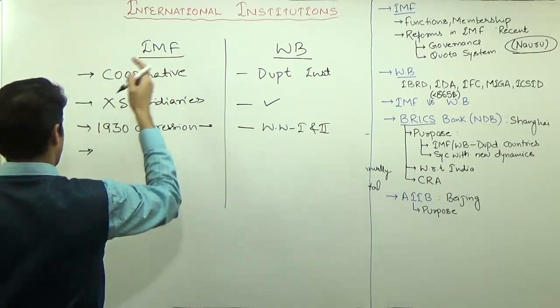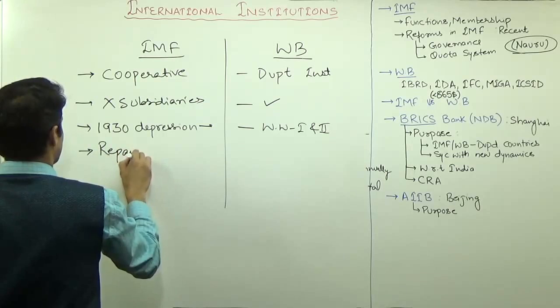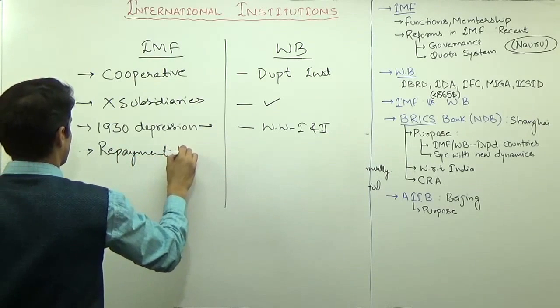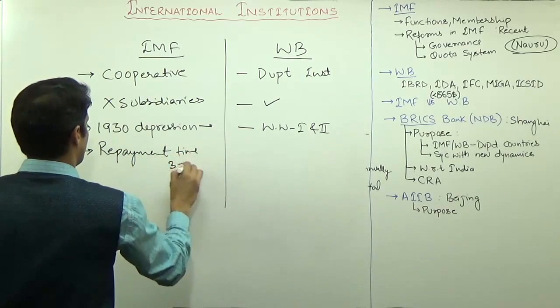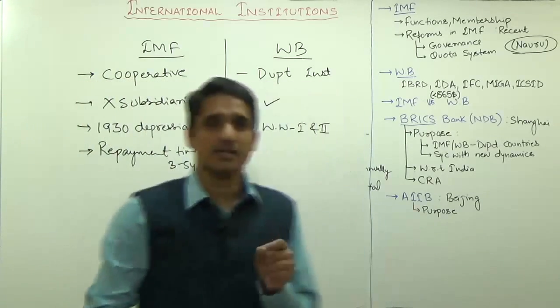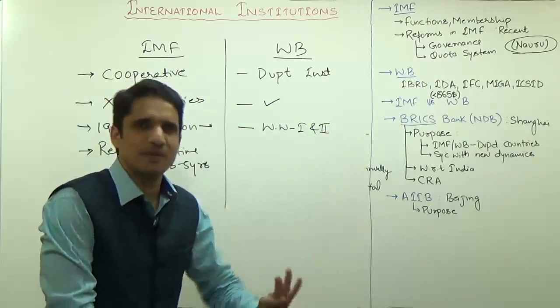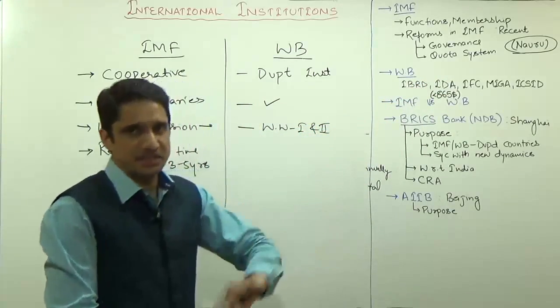Then in case of IMF, the repayment time is less, it's 3 to 5 years. In case of World Bank, it is as high as 40 years in case of IDA, but roughly we can say its repayment time is more than 10 years.